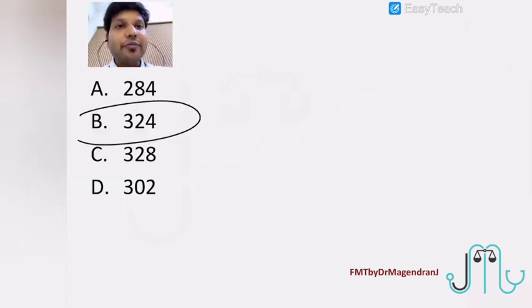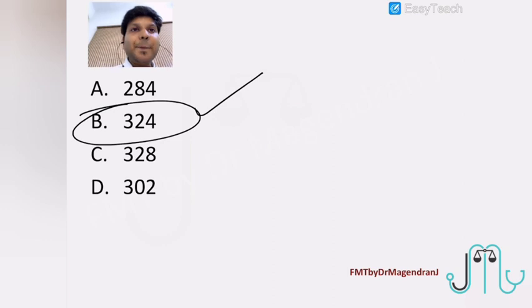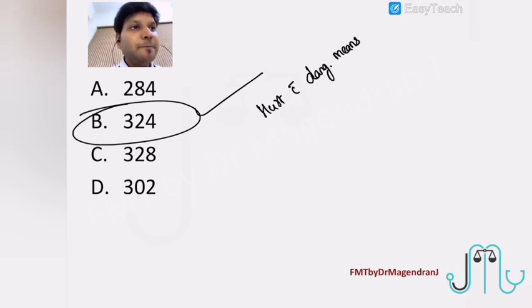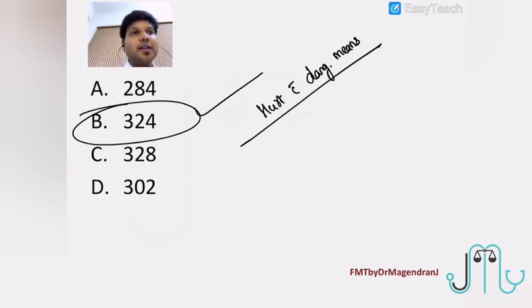It is 324 IPC. Causing hurt by dangerous means. 324 IPC is the one which gives punishment for causing hurt with or by dangerous means. Poison is also one of the dangerous means. If the person is causing hurt by giving a poison, we can say that it is punishable with 324 IPC.